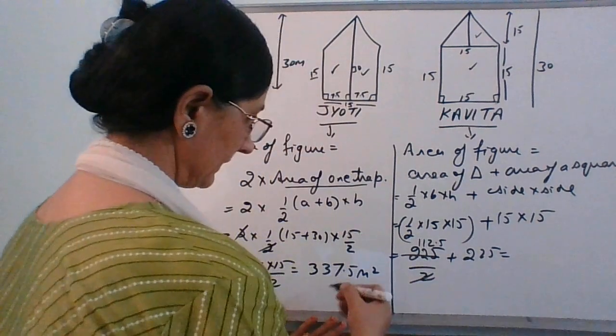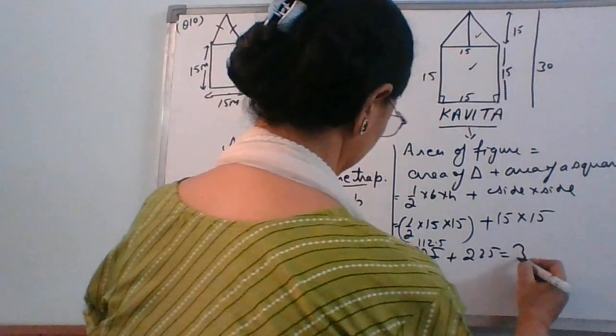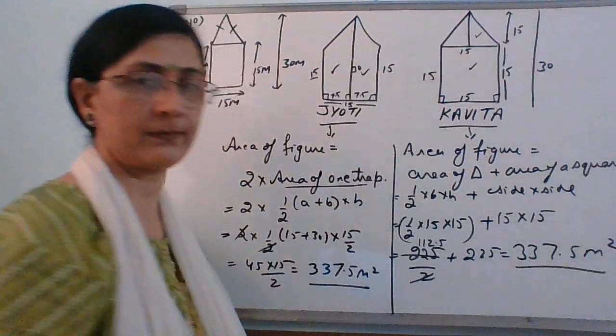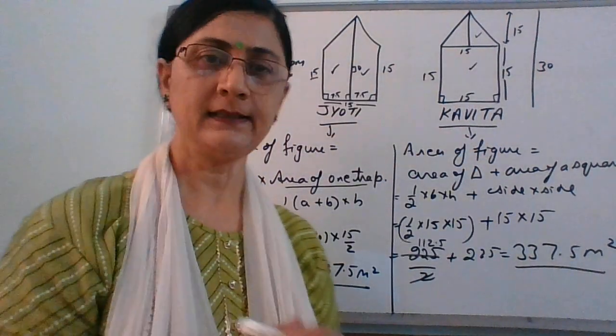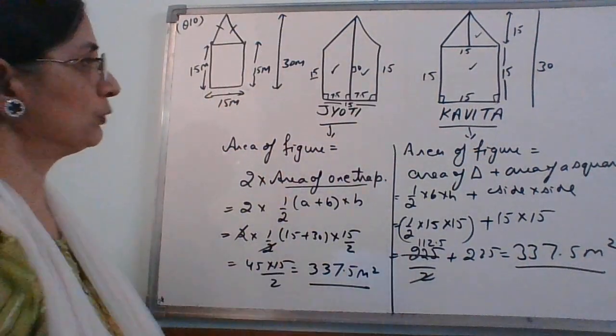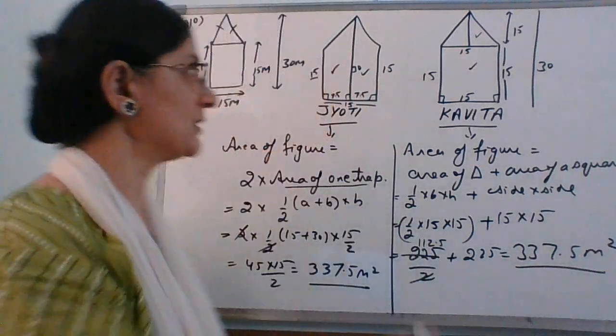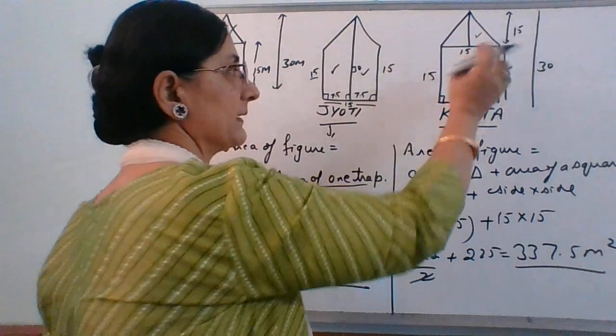So when you add them up, it becomes the same, 337.5 meter square. So the area of the figure remains the same because there is only one figure, right? So Kavita and Jyoti, they both have solved this question. They have found the area in different ways, right? Changing the figure this way and changing the figure this way.